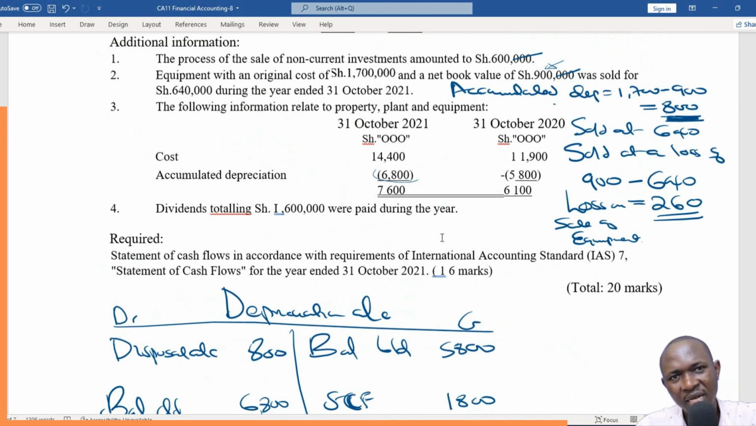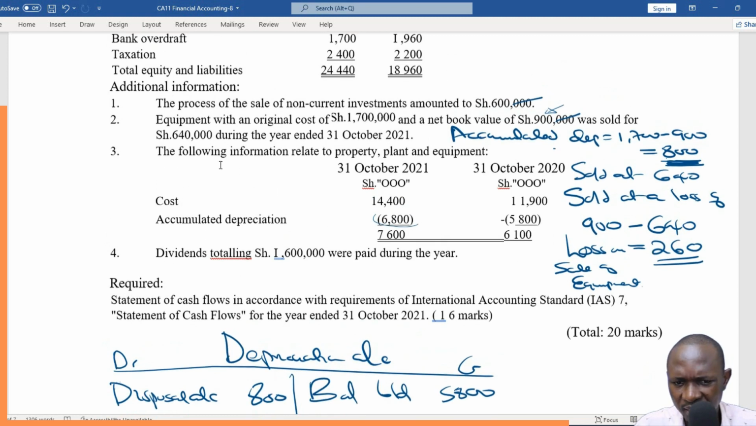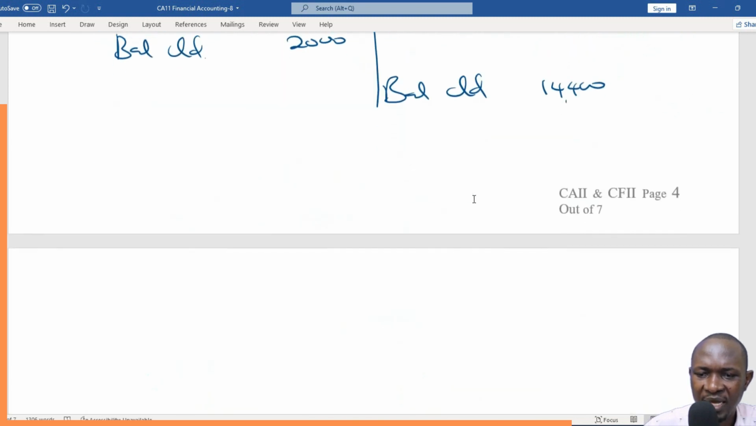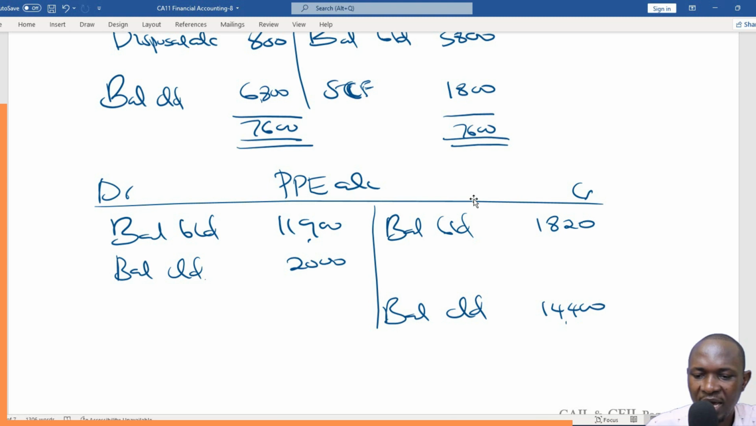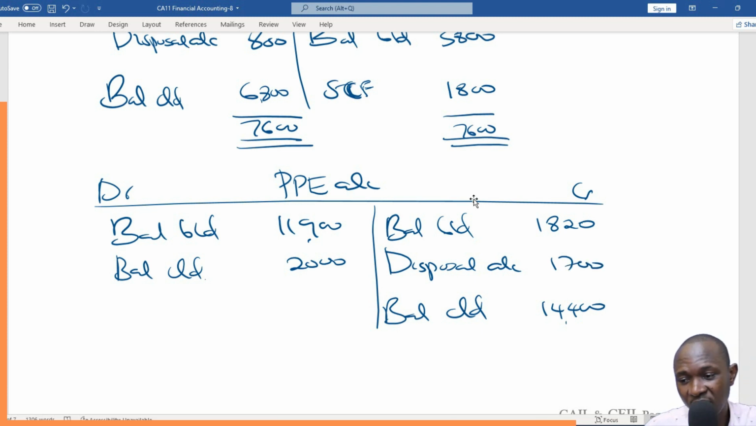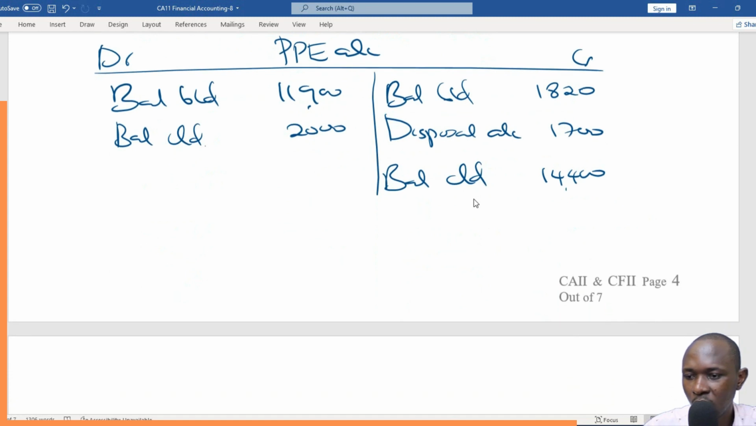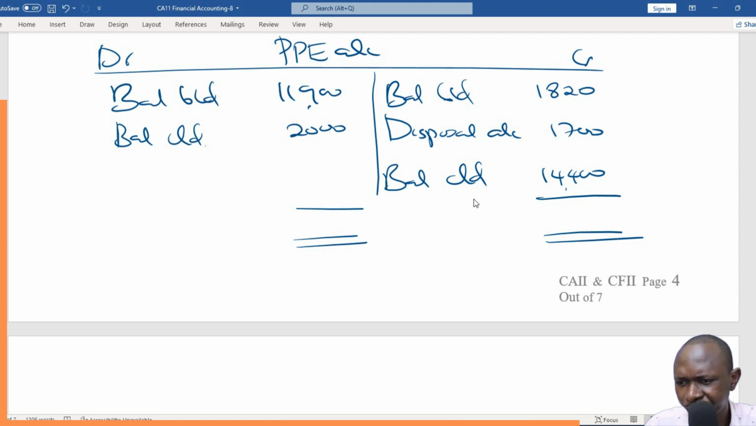So when we dispose an asset, we simply credit because we are reducing the assets. So let's look at the equipment with an original cost of 1.7. So this is the figure that we're going to use. That asset was disposed, so we have to show that assets have reduced by that figure. So disposal account 1.7. Don't include the zeros because those zeros have been restricted. Having done that, normally that will be the end of this.